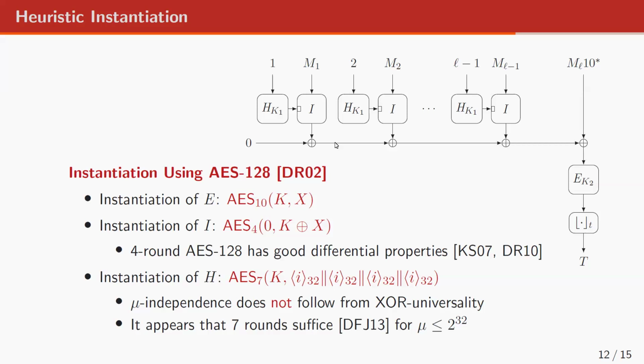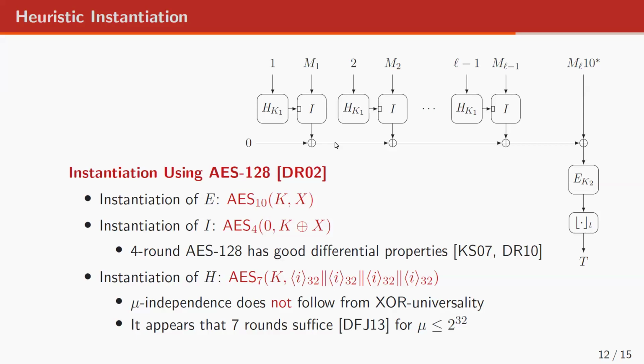Note that we take a 32-bit counter, which we can just glue together 4 times. It gives 128 bits. And this means that mu is at most 2^32. And the best attacks on 7 rounds need, say, 2^97-ish chosen plaintexts. So you can never get there in this application. So based on the cryptanalysis results, it appears that 7 rounds could suffice for H.